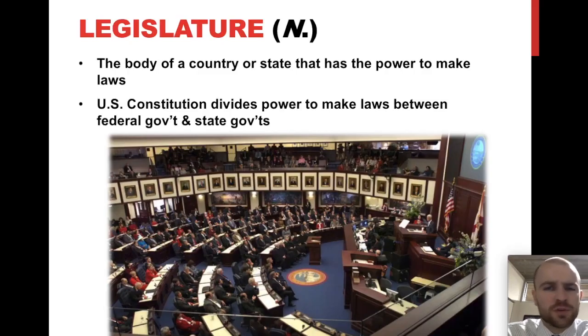So I think it helps first to define what a legislator is. A legislator defined would be the body of a country or state that has the power to make laws. So on the national level, we're talking about the United States Congress. But at state level, we're talking about the Illinois General Assembly. The U.S. Constitution divides up the power to make laws between the federal or national government and state governments. This is a concept known as federalism, which we had talked about when discussing our constitutional framework.